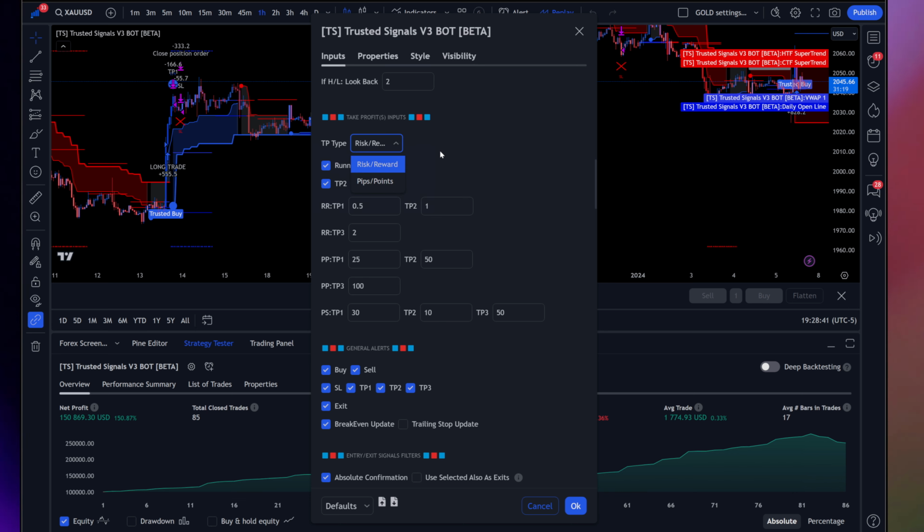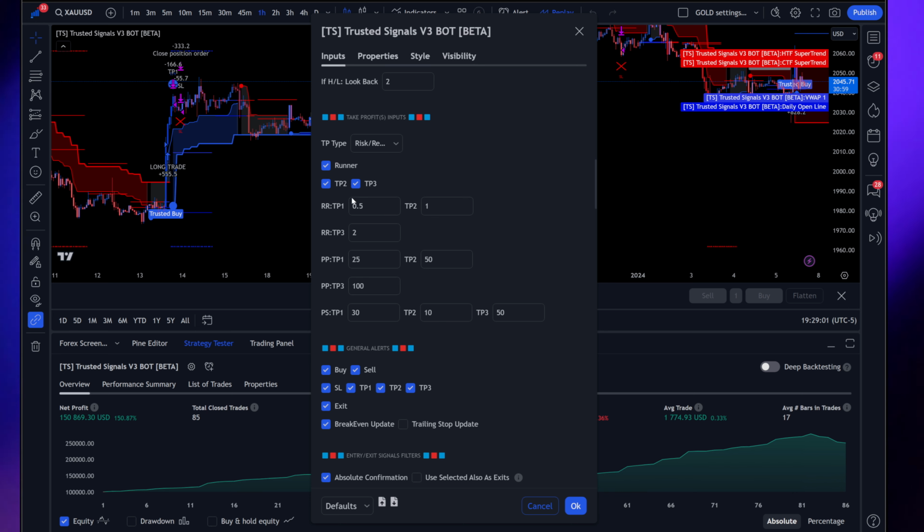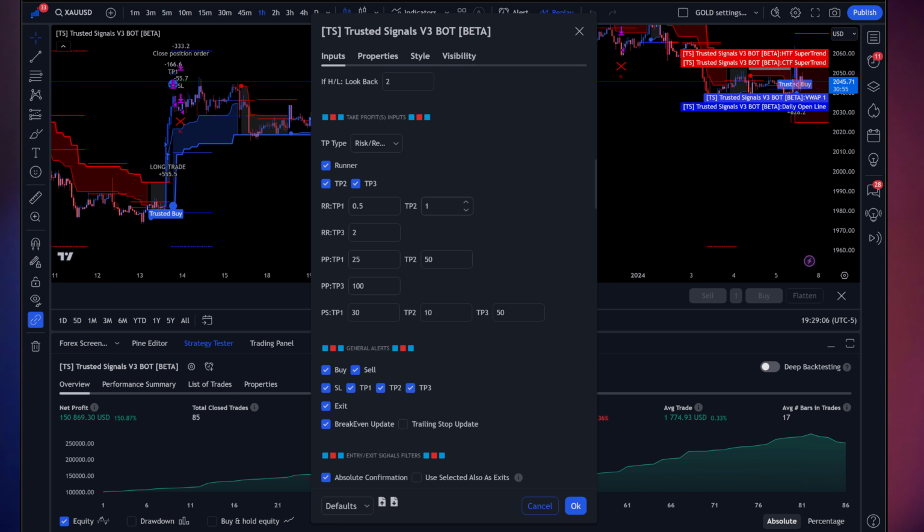Risk to reward is our TP type. So for take profit, it's risk to reward, meaning you do not need to do anything here as far as pips and points. And we have runner selected. TP2, TP3 are also selected. Okay, and here are the values. So risk to reward, meaning wherever your stop loss is, it's going to be half of that amount at TP1. And then risk to reward for TP2 is 1 to 1. And then TP3 is a 1-to-2 risk to reward ratio.